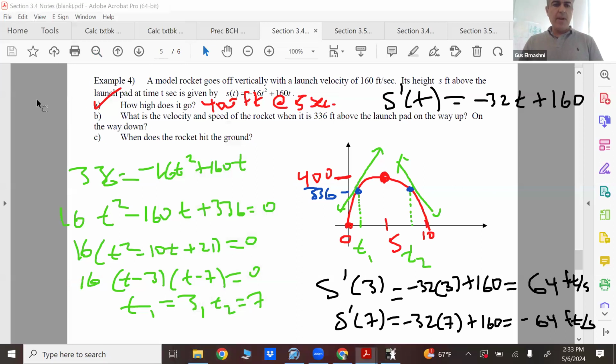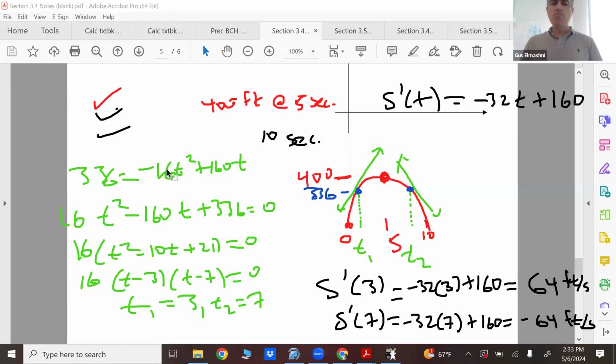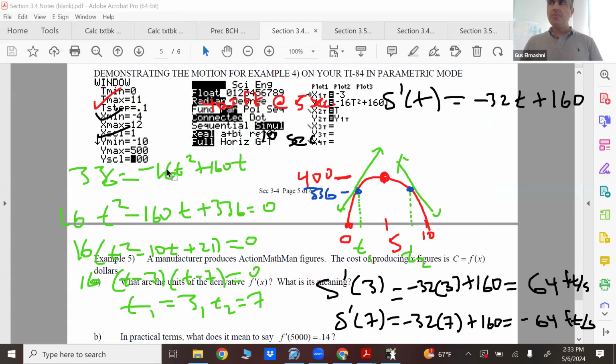And then when does the rocket hit the ground? I mean, that's pretty obvious at 10 seconds. So yeah, pretty easy stuff, right? Not too hard. You would say 64 and negative 64, and then for speed, you would say... Yeah, of course, right, 100%. Right. All right. Yeah, go ahead.